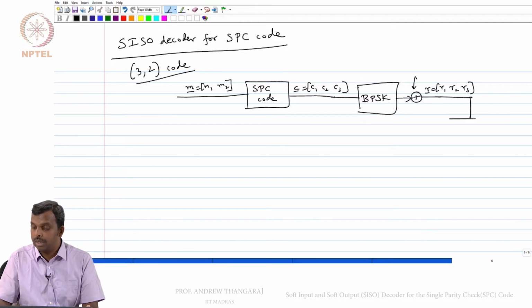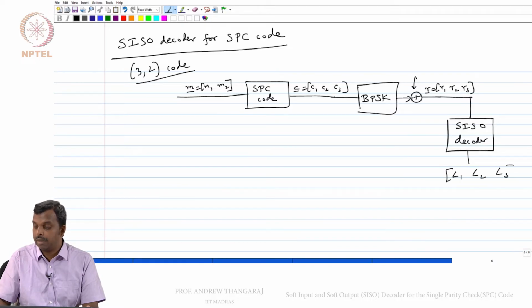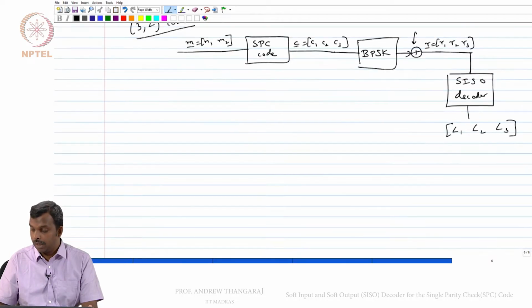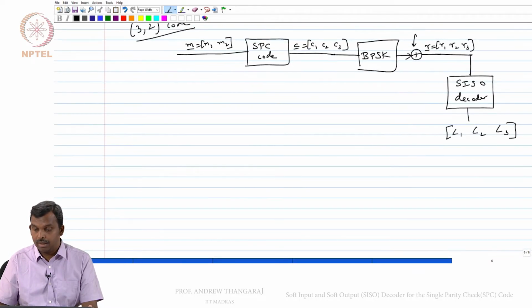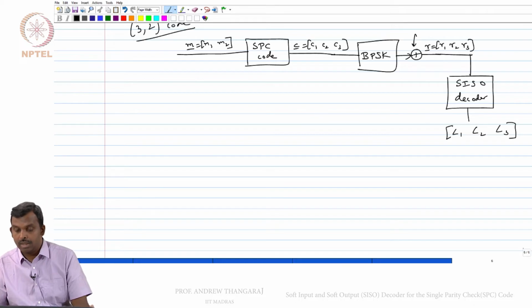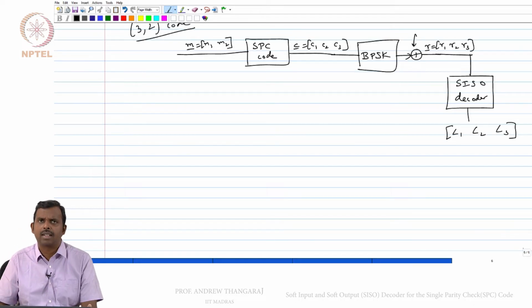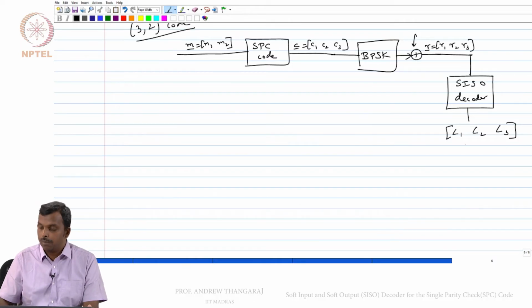Now what do I want to do with this? I want to build a SISO decoder. Remember, what do I want to produce here? My capital L1, capital L2, capital L3: beliefs about the 3 bits C1, C2 and C3. One can look at what the single parity check code means and all that. I'll talk about it as we derive this.